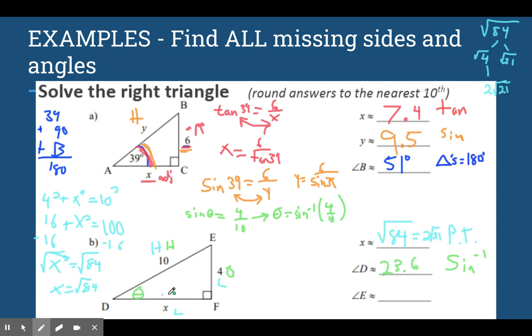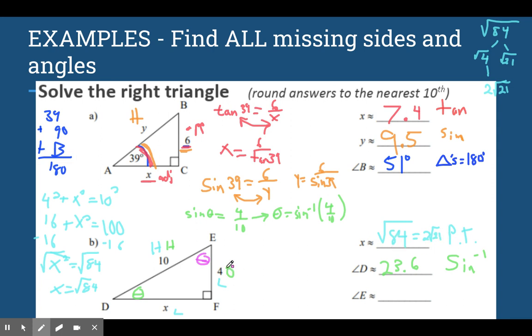Now, technically, I know two angles. I could go back and just use the fact that all angles add up to 180, and that would be the easiest way to find angle E. But so that we can get more practice, let's go with a fuchsia color to solve for angle E. Now notice, now that theta is over here, if we wanted to use sine, we would have x and 10. But remember, we don't really want to use x because it's a square root.